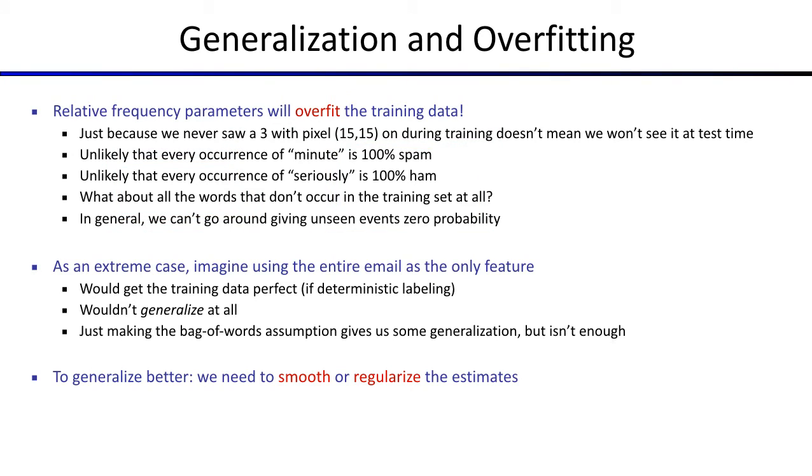So the point is that if I just take these relative frequency parameters, very low frequency events will almost always cause me to overfit. The fact that I never saw this particular location in any 3 at training time doesn't in general mean that I'm never going to see it at test time. The issue is that this was such a low outcome event, this pixel being on in the corner a priori, that I never got to see very many examples of it.